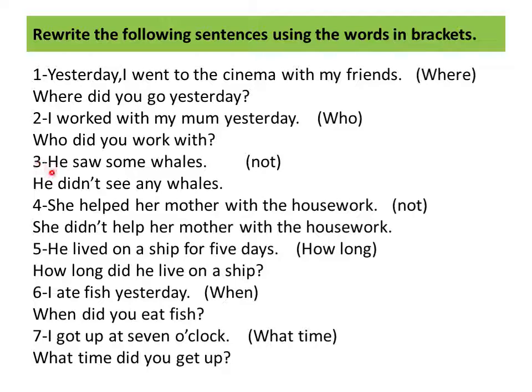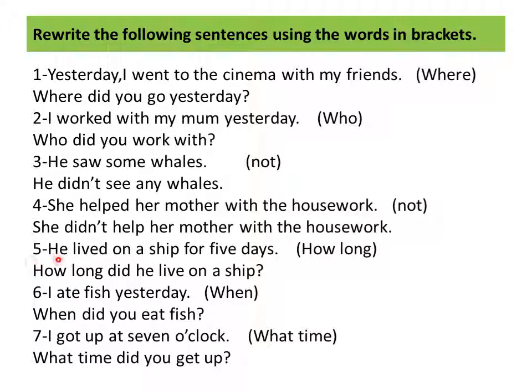Number 3. He saw some whales. Put not in the sentence. So, he didn't see any whales. So change saw to see because we have didn't. And some, we change it to any. Number 4. She helped her mother with the housework. Use not. She didn't help her mother with the housework.